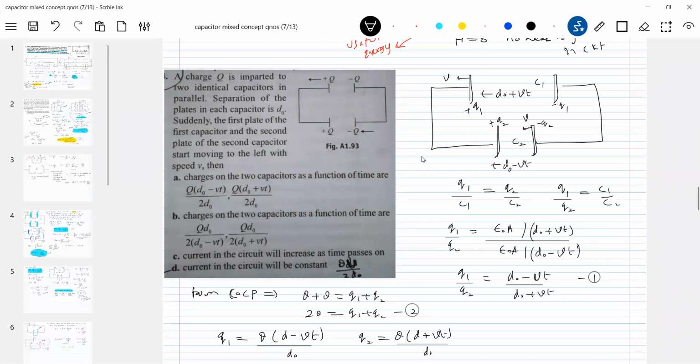Okay, now after this, what about the current? Current in the circuit will be. I think the options A and B are not matching. Okay, leave that one. What about the current? How to trace the current? Where the charge will increase and where the charge will decrease. Look at Q1, the charge here decreases. What charge decreases, that only will flow here, no? That only should flow here.